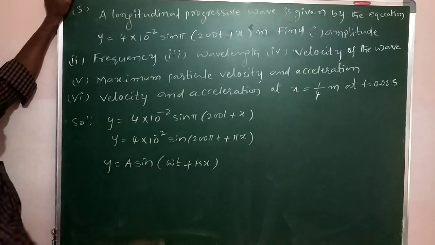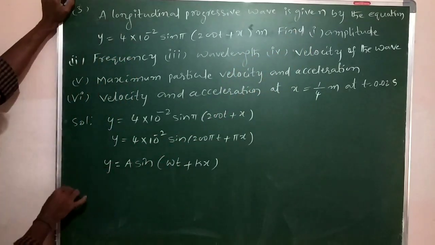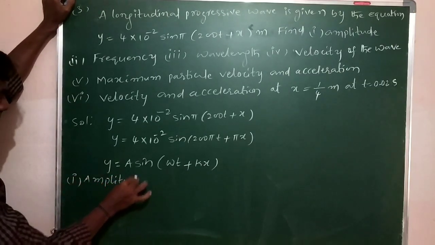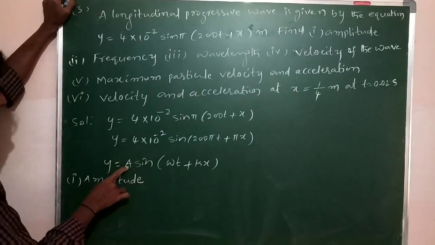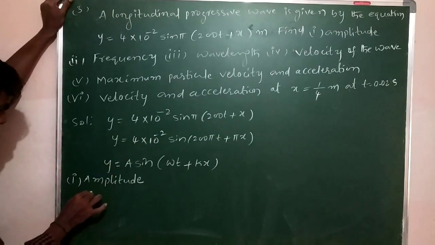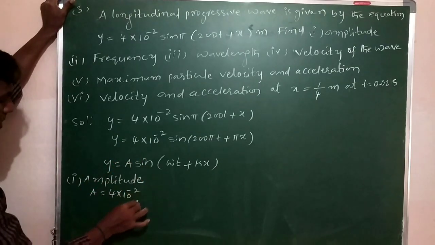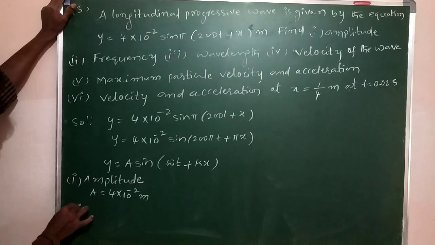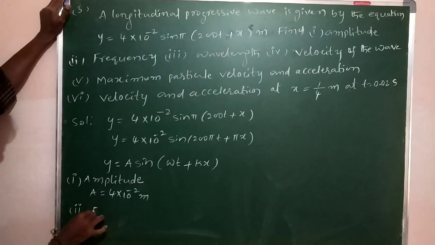Here is what we have to calculate in the problem. The first one is amplitude. Where is the amplitude here? In the equation, the amplitude is 4 into 10 power minus 2, so A equals 4 into 10 power minus 2 meters. Next, the second one is frequency.